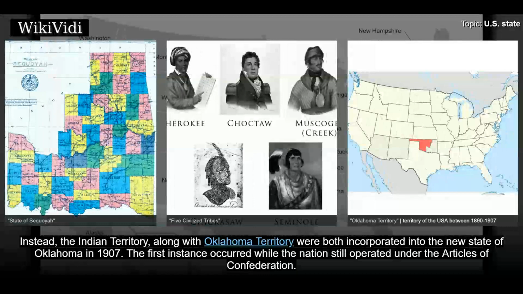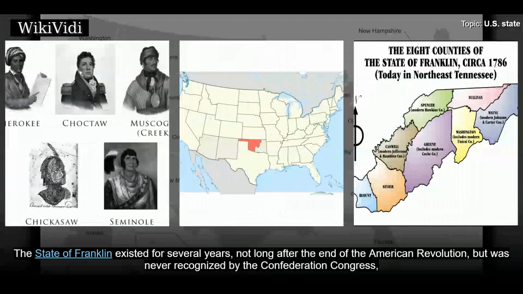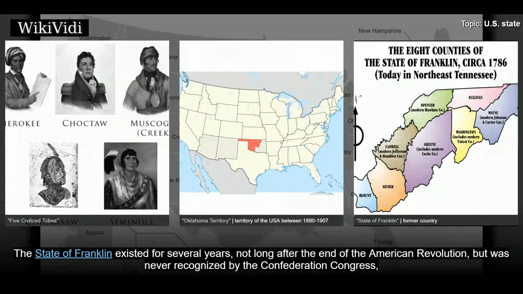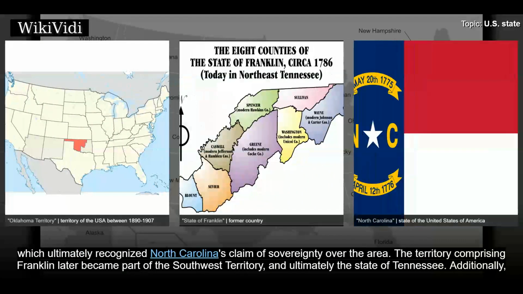The first instance occurred while the nation still operated under the Articles of Confederation. The state of Franklin existed for several years, not long after the end of the American Revolution, but was never recognized by the Confederation Congress, which ultimately recognized North Carolina's claim of sovereignty over the area. The territory comprising Franklin later became part of the Southwest Territory, and ultimately the state of Tennessee.